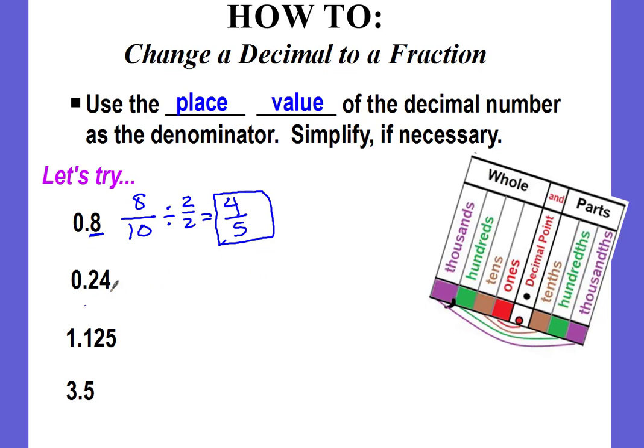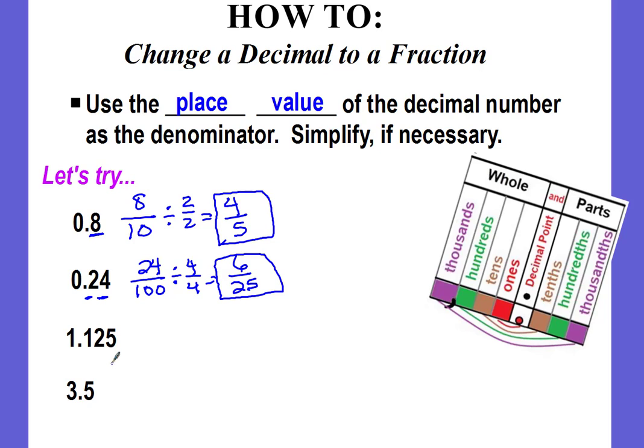Okay, again, you want to read this using the place value. This one has two decimal places. Looking at our place value chart, two places put it in the hundredths place. So this would be read 24 hundredths. And you write it just like you read it. 24 is the numerator and the hundredths would be your denominator. Let's go ahead and simplify. I'm going to divide both by 4. 24 divided by 4 is 6. 100 divided by 4 is 25. 6 and 25 have no common factors, so our simplified fraction is 6/25.